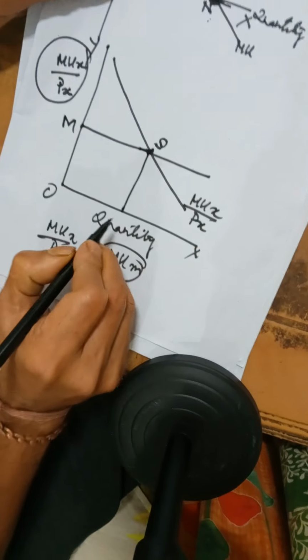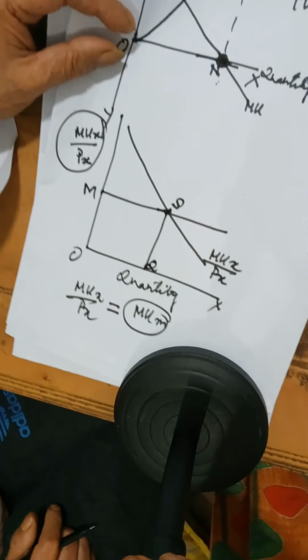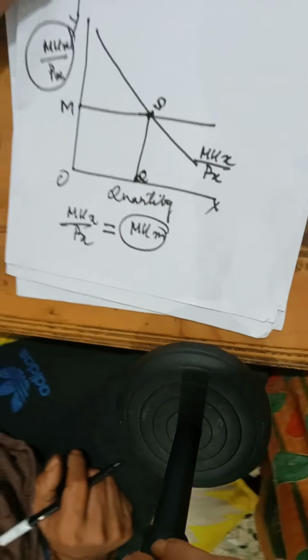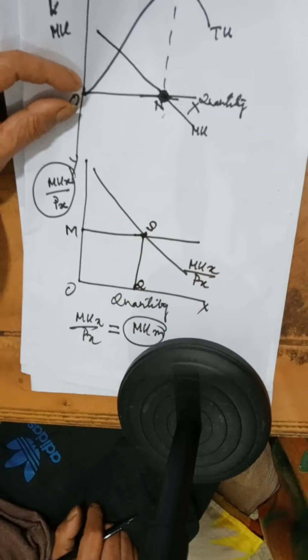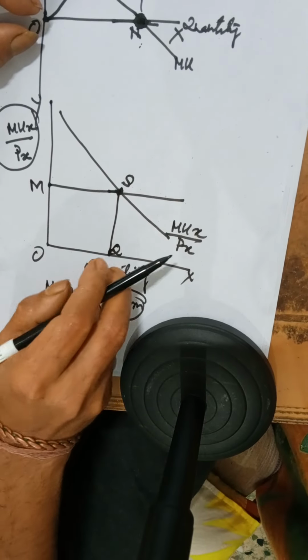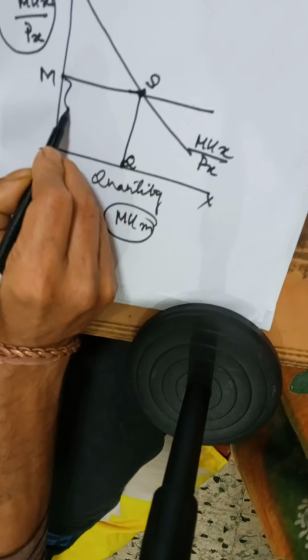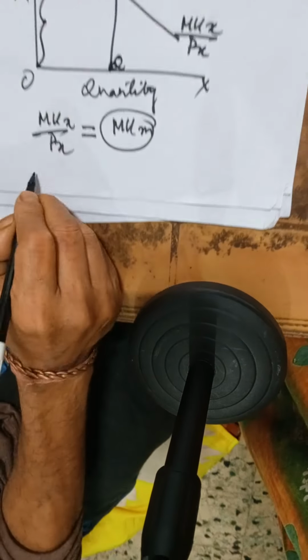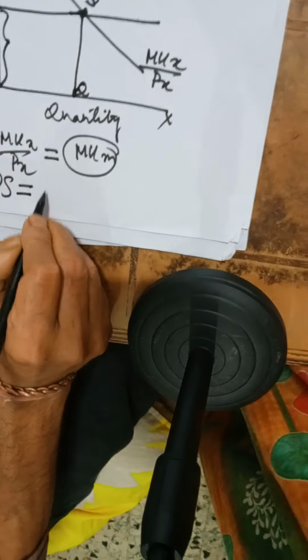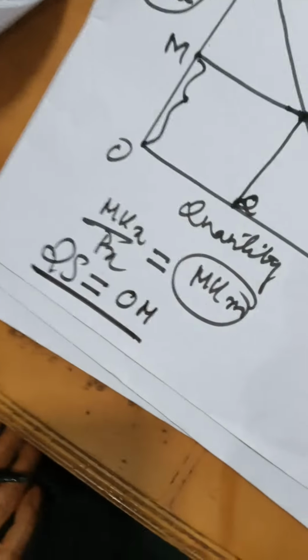Here the consumer is consuming, say for example, OQ units of that product. So by consuming OQ units, the consumer's MUx by Px is exactly equal to the marginal utility of money, or OM. That is, QS becomes equal to OM. This is the equilibrium point of the consumer when he is consuming only one commodity.